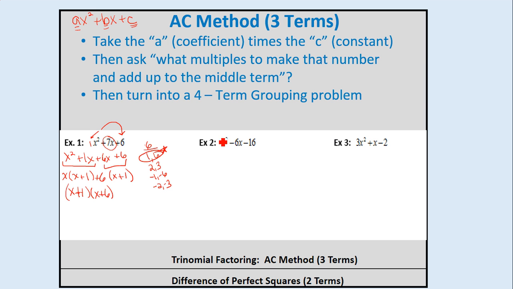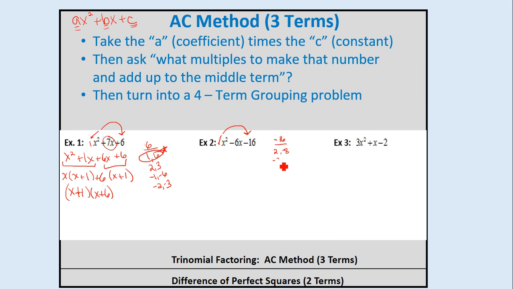Okay, let's try another one. Example 2. A times C. So beginning is a 1 times the end, negative 16. 1 times negative 16 is negative 16. So we're asking ourselves, what multiplies to make negative 16? Well, there's lots of things. There's 2 and negative 8.